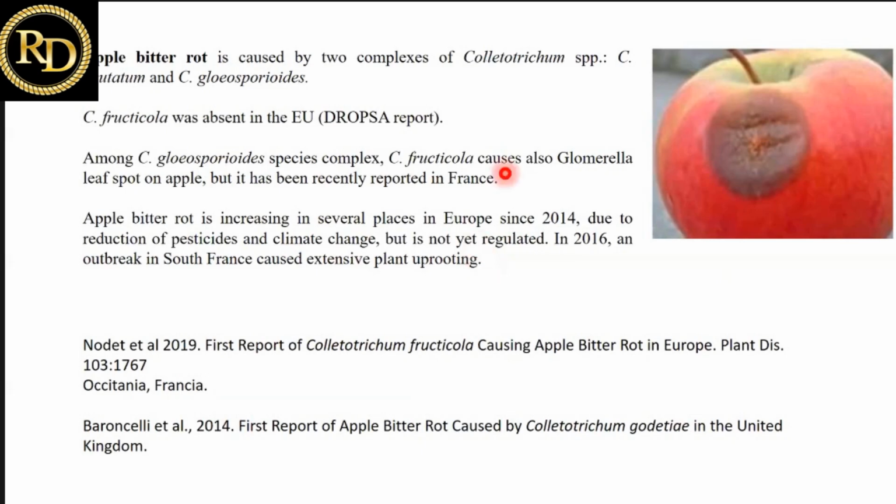Okay, here we see another symptom on fruit. The disease occurring on leaves and fruit is called Glomerella leaf spot. It has recently been reported in France, but also in Italy. You see here Colletotrichum. There are also other species of Colletotrichum. So in the past, we had only gloeosporioides, then acutatum. Now we also have Colletotrichum fructicola, first reported in 2019, and also Colletotrichum godetiae, first reported in 2014 in the UK.